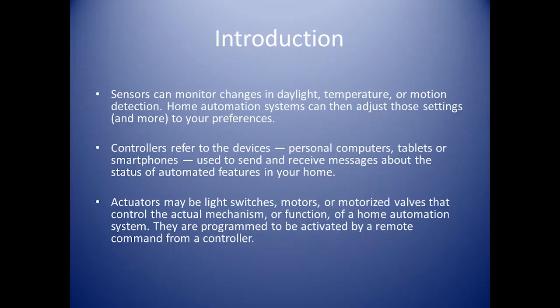Now, the second element is a controller. A controller is a device that could be a computer or your phone that helps you to send and receive messages about the status of the value that you're measuring. That value could be the temperature, the amount of light, the distance between two objects, etc. So the controller helps you to send and receive messages.